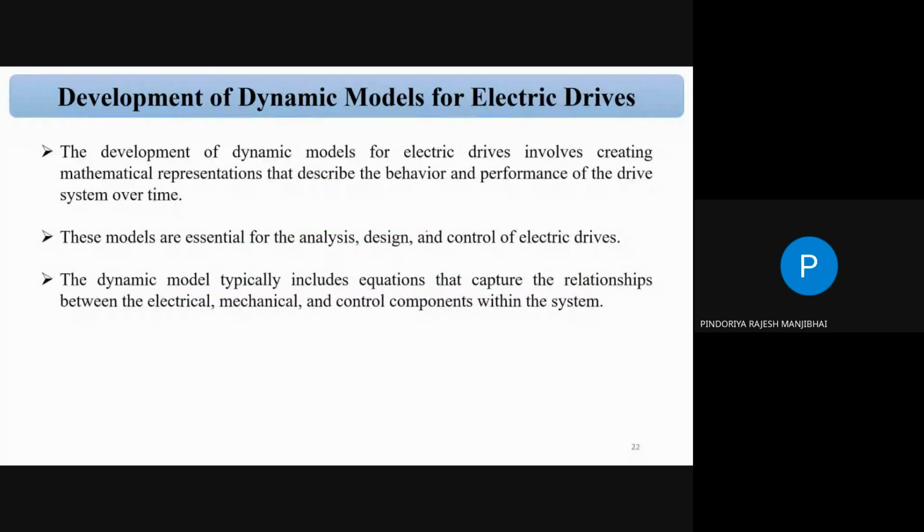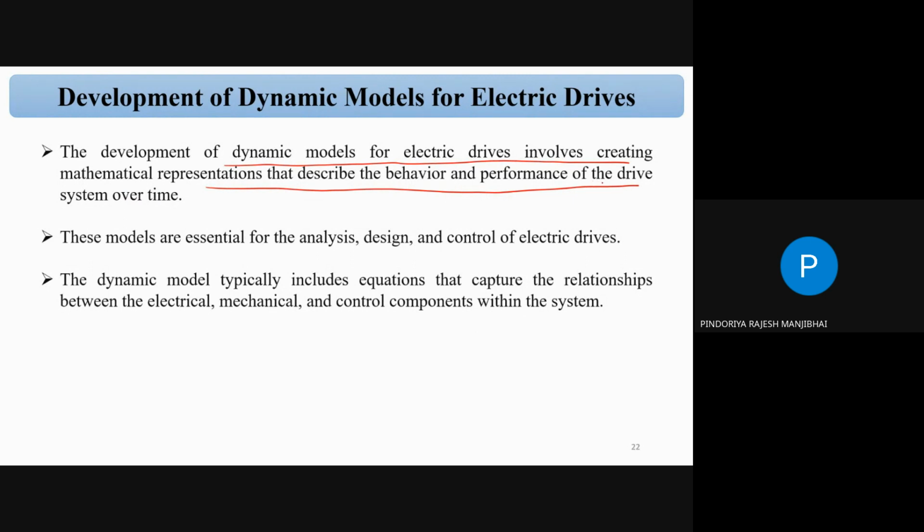Correct. So this is just an overview of the modeling part. Okay. So the important part is the duty cycle. Development of the dynamic model of electric drives: in the last semester we already discussed in the modeling subject why we have to model, why we have to use simulation, for example for the design of any motor or any controller. So the same concept is here. The development of the dynamic model for the electric drive involves creating the mathematical representation that describes the behavior and performance of the electric drive system over time.